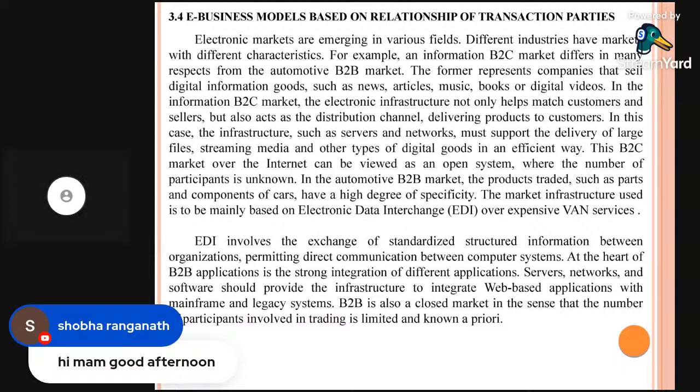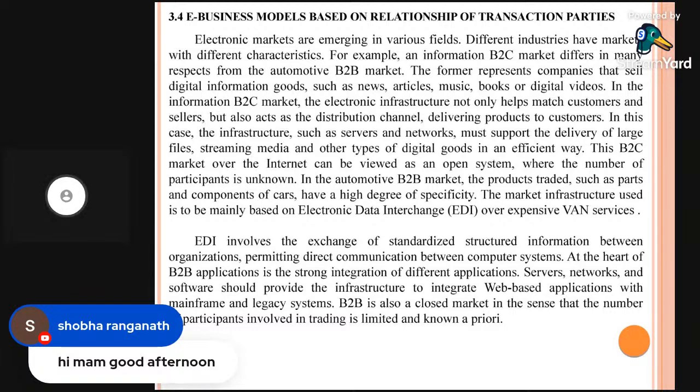In the information B2C market, the electronic infrastructure is not only helpful to match customers and sellers, but also acts as a distribution channel, even delivering the products to the customers. So the infrastructure of such servers and networks must support the delivery of large file streaming media, the other type of digital goods, in an efficient way. This B2C market over the internet can be viewed as an open system where the number of participants is unknown. In the automotive B2B market, the products traded, such as the parts or components of cars, have a high degree of specificity.